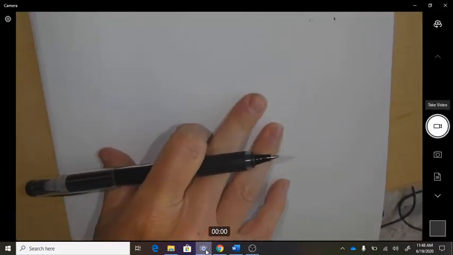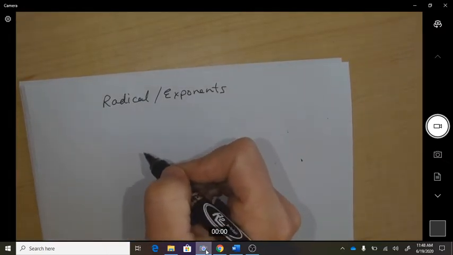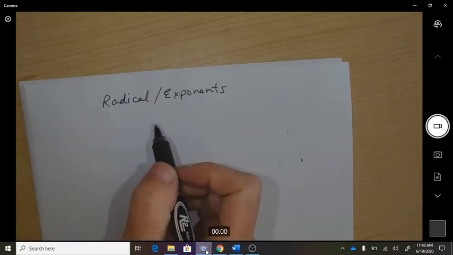Okay, some radicals and exponents. We're going to just do the intro and some key pieces to know. So make sure that you know all your radical numbers.